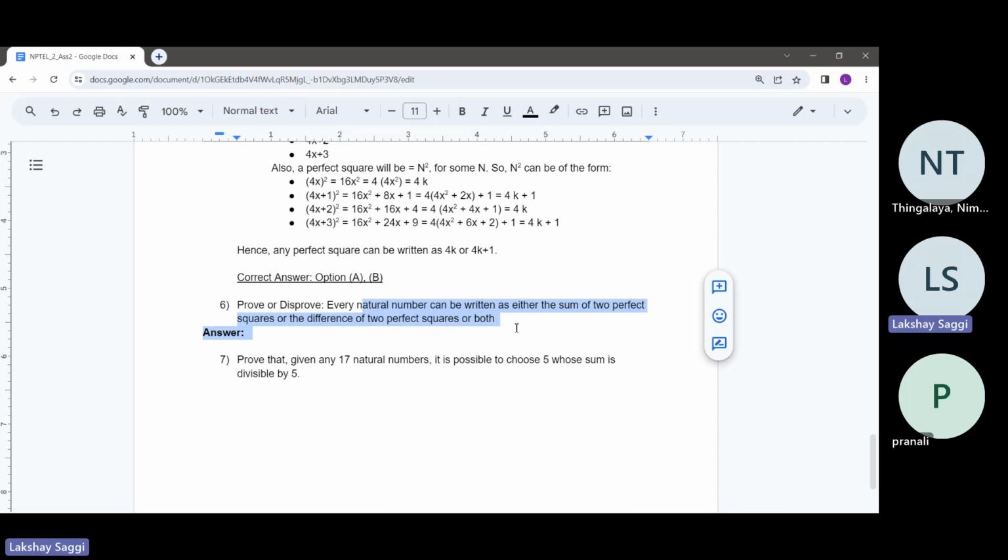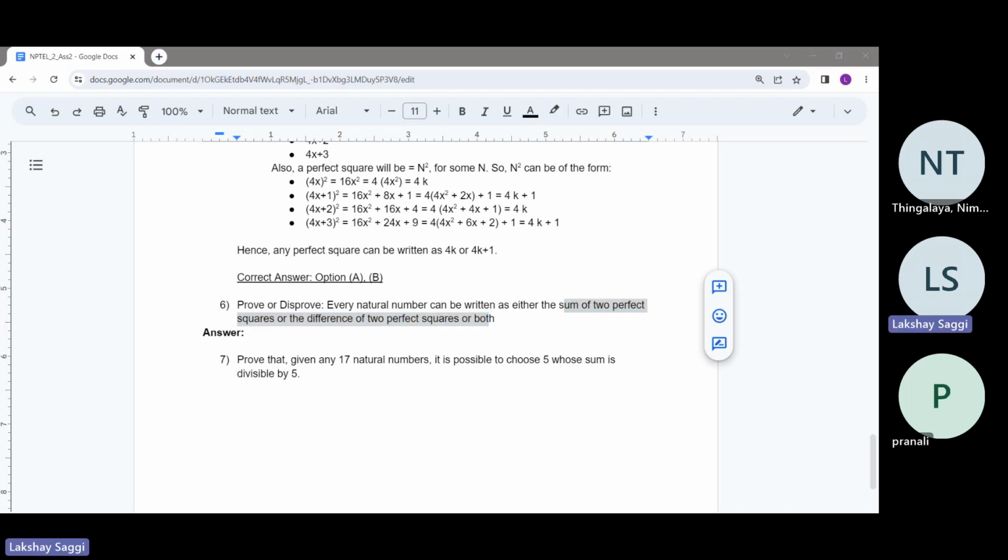Again, first of all, understanding the problem is, in my opinion, as important as trying to find its solution. What the problem is saying is that given any natural number n, is it possible to write it as the sum of two perfect squares or the difference of two perfect squares or both? So the problem is just something like this.